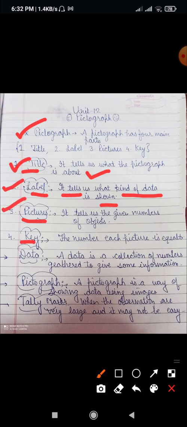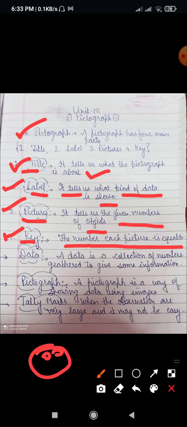Now number third is pictures. It tells us the given number of objects, pictures. Now next is key. The number each picture is equal to. That means if you are showing a smiley that is equal to 5, then you will give the number 5 to that key picture.